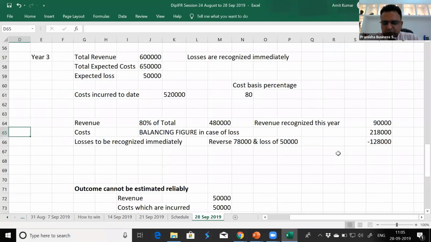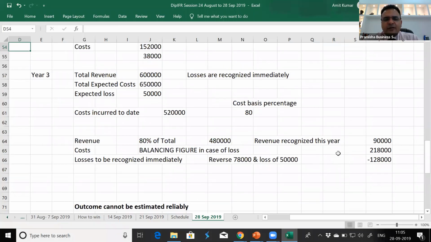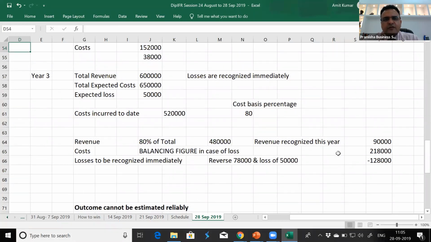Is this clear? In both the situations, when there is a profitability, we'll apply it on the total cost. But when there is a loss, we need to recognize the loss immediately. And in that case, the cost will be the balancing figure. If we have recognized any profits in previous years, those need to be reversed.